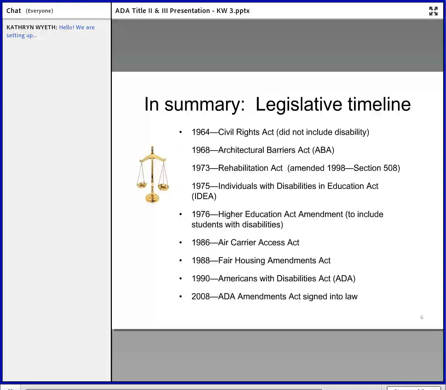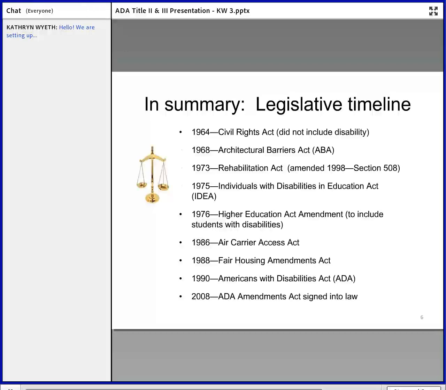We had in 1986 the Air Carriers Act, and then the Fair Housing Amendments Act in 1988, followed by, in 1990, again, the most comprehensive piece of civil rights legislation for people with disabilities. So what we found in the course of 18 years is that the courts were really narrowly focusing their rulings and their considerations on the person's disability as opposed to the discriminatory conduct that may or may not have taken place.